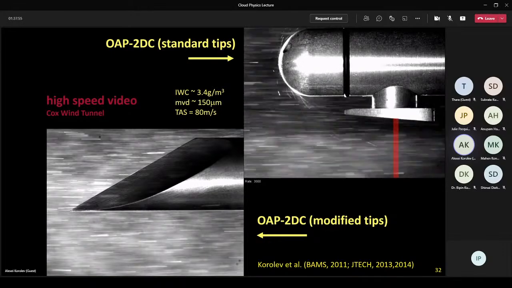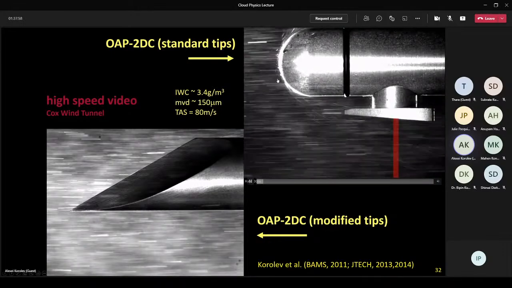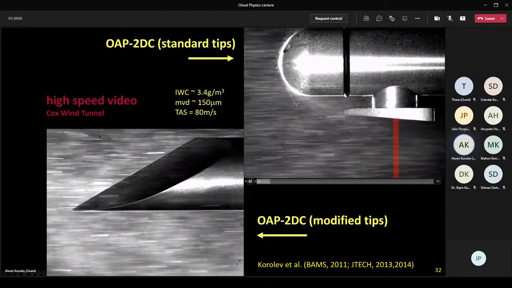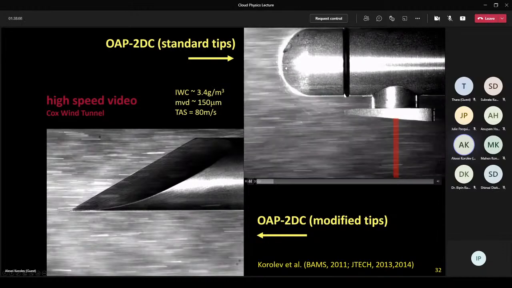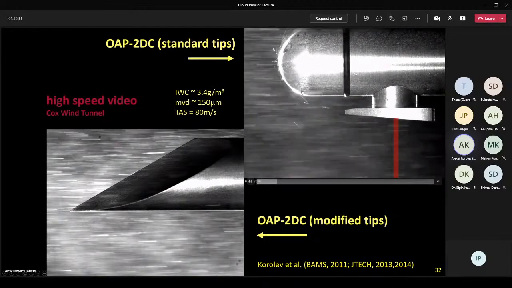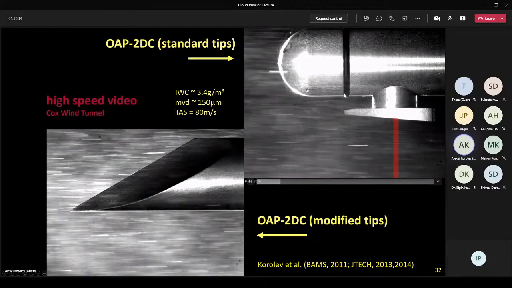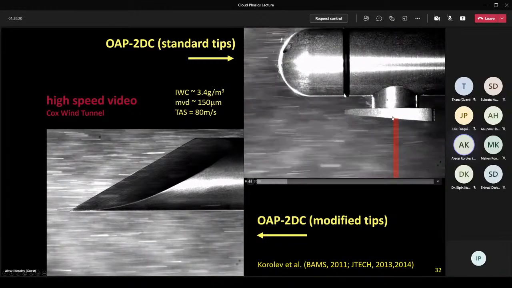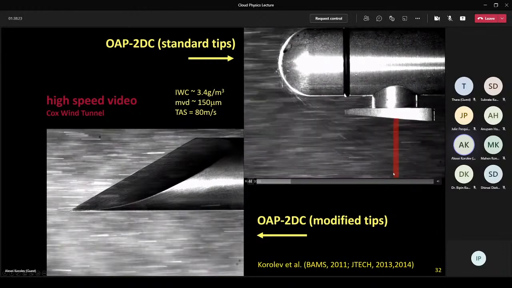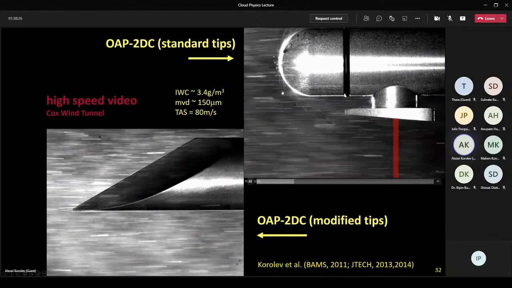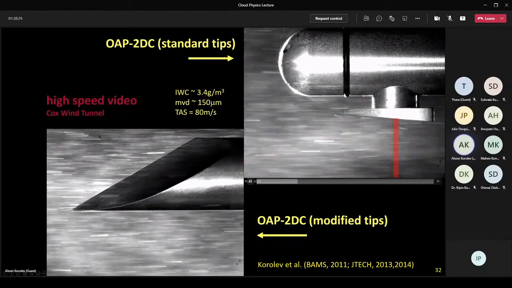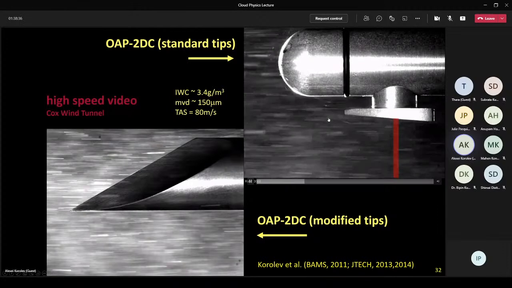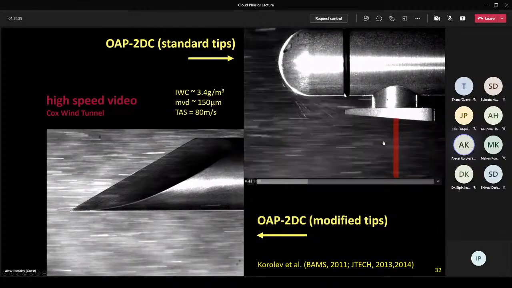For example, that's one of the early measurements. Sampling with instruments having tips like this, ice particles after impact with those hemispheric domes bounced towards the sampling area indicated by this red area, that's a laser beam. They shatter and they generate lots of small artifacts, small size ice particles, which were misidentified as secondary ice.